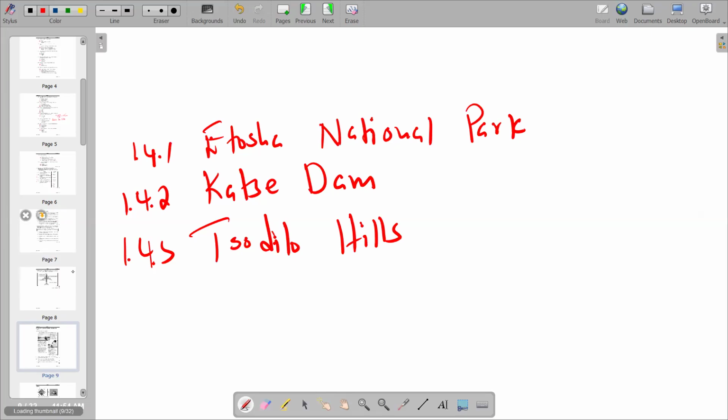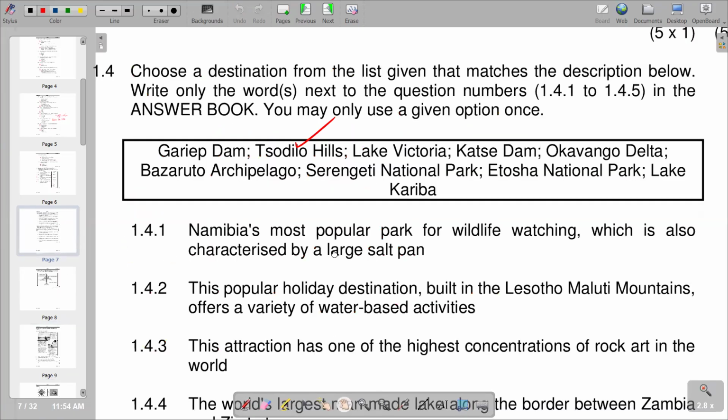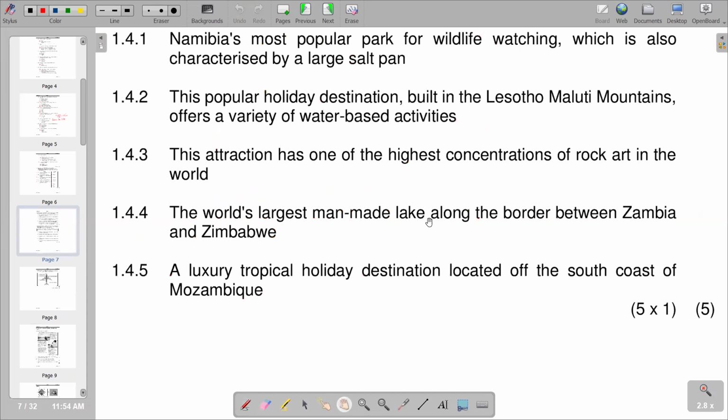So on 1.4.4, the world's largest man-made lake along the border between Zambia and Zimbabwe. This is the Lake Kariba.